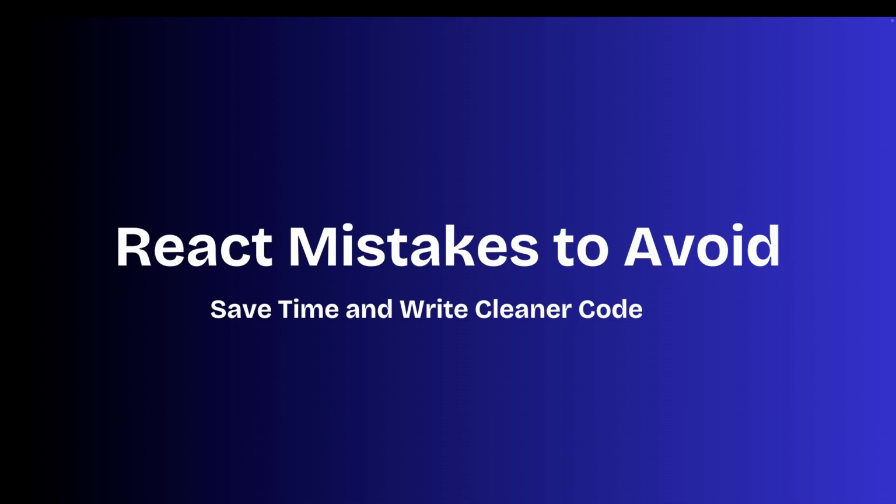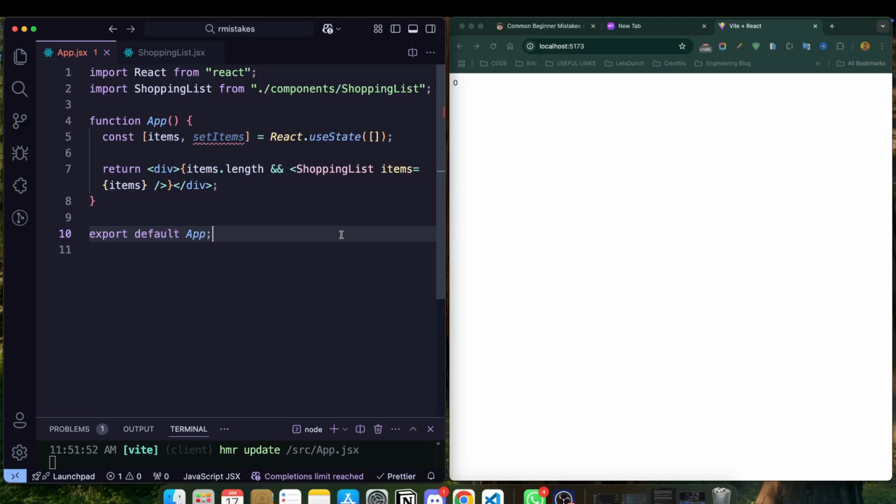So, without further ado, let's dive straight into the core of today's content. So here, you can see on my screen, this is a simple component where we are showing the shopping list component based on the items length. Our goal in this codebase is to conditionally display the shopping list component. In simple terms, if there is at least one item in the array, we want to show the list. Otherwise, we shouldn't render anything.